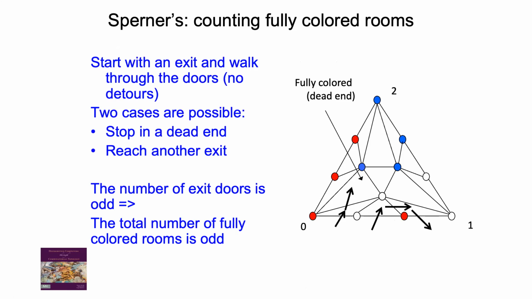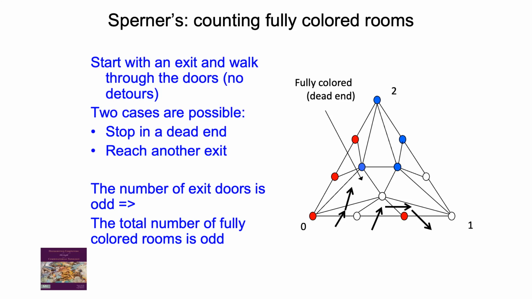Okay, so the conclusion is the total number of fully colored rooms is odd in the n-dimensional subdivided simplex. So by induction, we show that by assuming that you have an odd number of exits, you have an odd number of fully colored rooms or dead-end rooms in the interior of the simplex. Are we together? This is just one way to prove Sperner's lemma. There are many other proofs, but this is roughly the idea. So you prove it by induction on the dimension of the simplex.